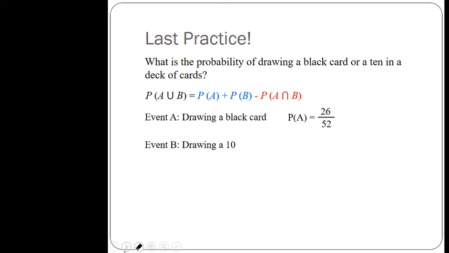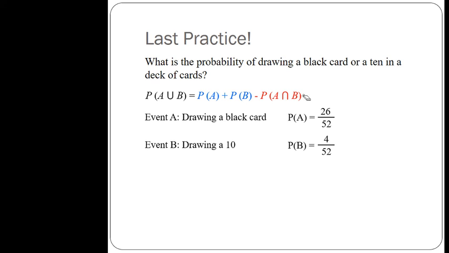Okay, now we're going to calculate the probability of drawing a 10. And in each suit, there's a 10 and there's 4 suits. So there are 4 10s in a deck of cards. And again, there's 52 cards in a deck. So the probability of drawing that 10 is 4 out of 52.